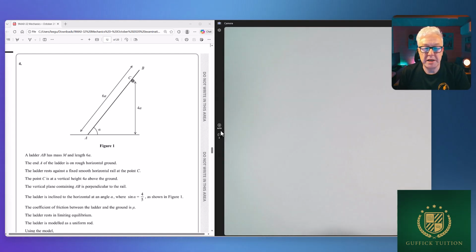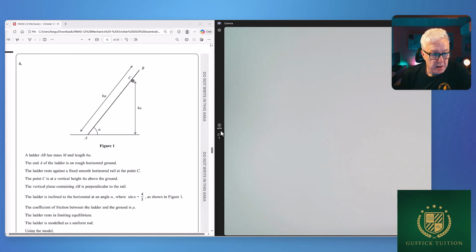Hello everyone, we've got a static equilibrium question here. It says a ladder AB of mass m and of length 6a. The end A of the ladder is on rough horizontal ground. The ladder rests against a smooth horizontal rail at the point C. The point C has a vertical height of 4a above the ground.